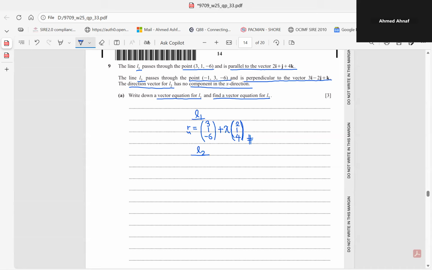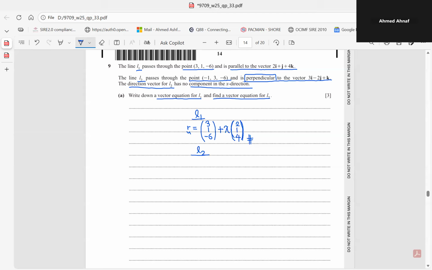But we are not directly given the direction vector of L2. Like we're not given a vector that is either on or parallel to that vector. We're only given the vector that is perpendicular. So what do we do in this case?